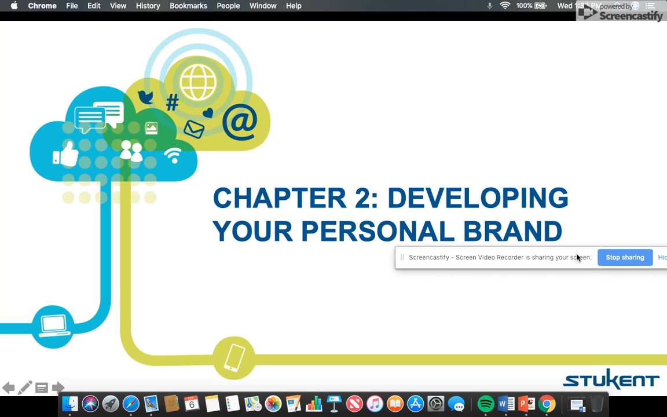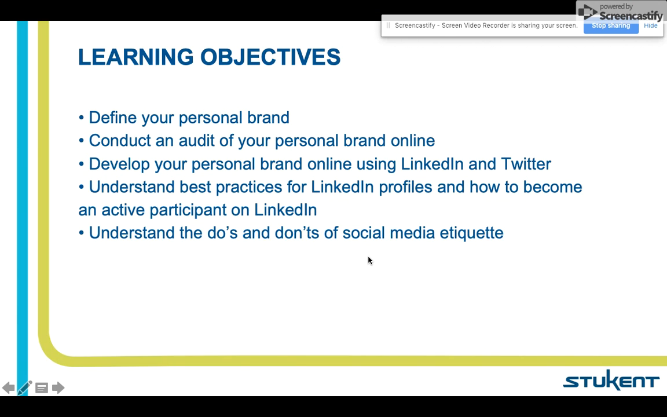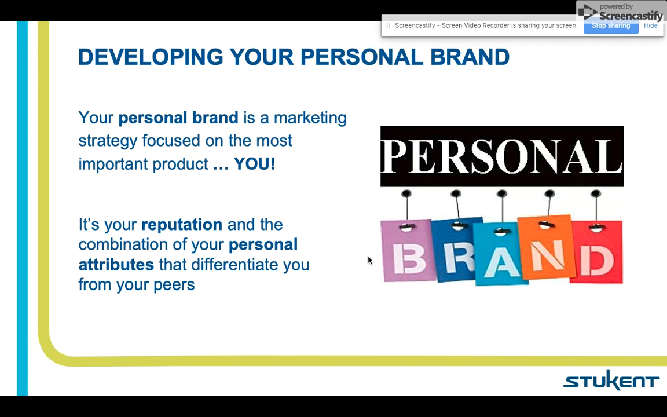We are going to get into chapter 2 of Unit 2, which is all about developing your own personal brand. So the learning objectives for this chapter are to define your personal brand, conduct an audit of your personal brand online, develop your personal brand online using LinkedIn and Twitter, understand the best practices for LinkedIn profiles and how to become an active participant on LinkedIn, and understand the do's and don'ts of social media etiquette.